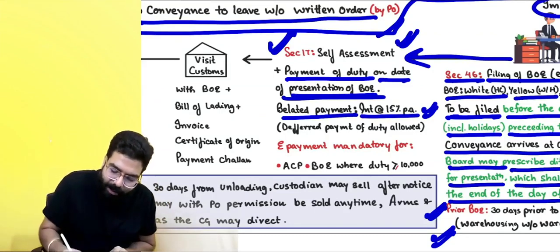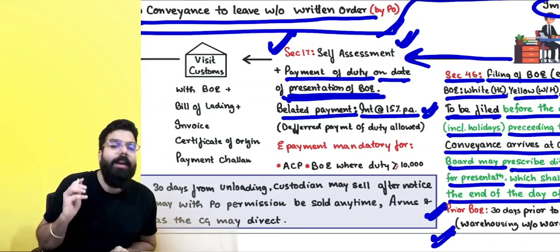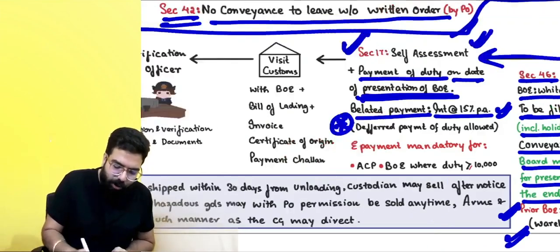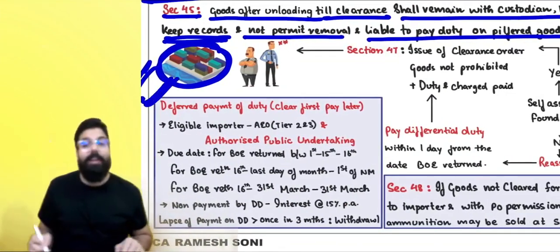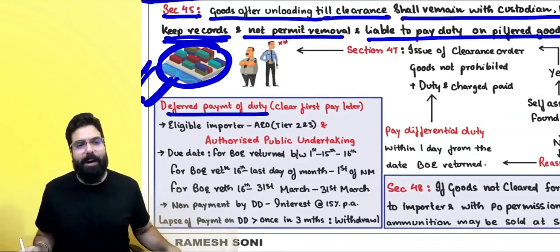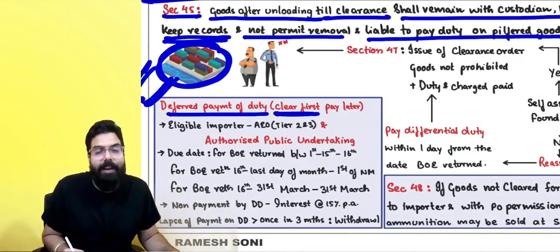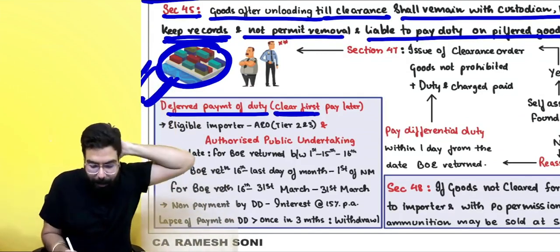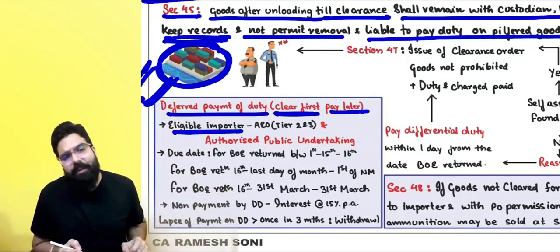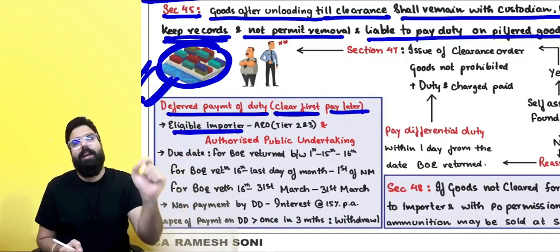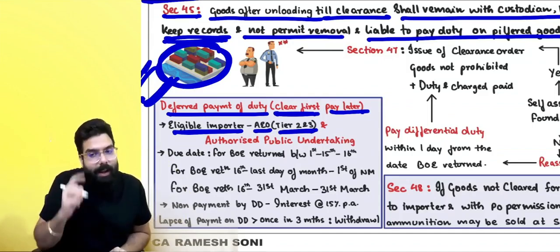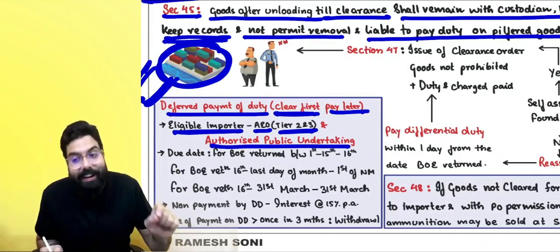Always remember, when you present your bill of entry, you need not pay the duty if deferred payment is allowed to you. Sir, deferred payment of duty is allowed to whom? Deferred payment of duty means postpaid facility. Sir, postpaid facility means first you clear, later you can pay. So, sir, who is eligible for the deferred payment facility? Deferred payment facility is allowed to Authorized Economic Operator Tier 2 and Tier 3 and authorized public undertakings.